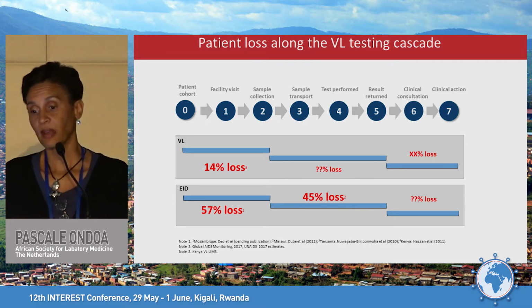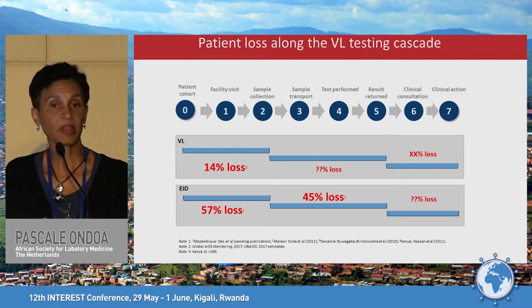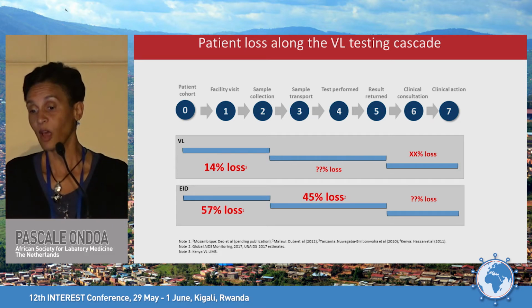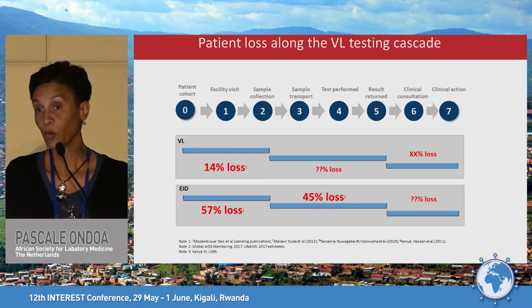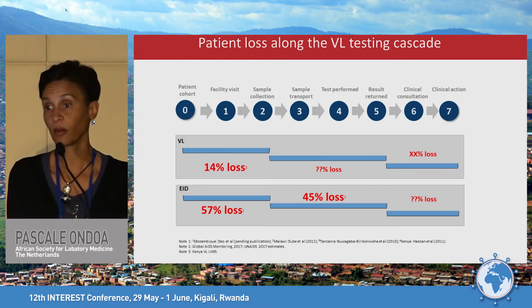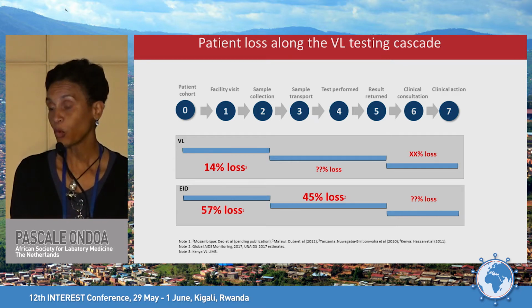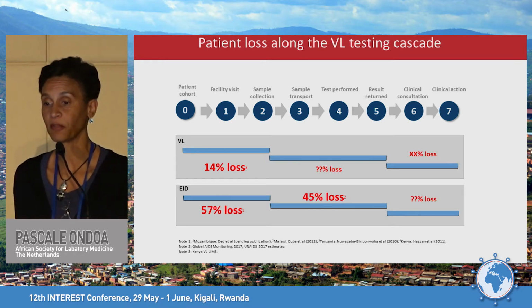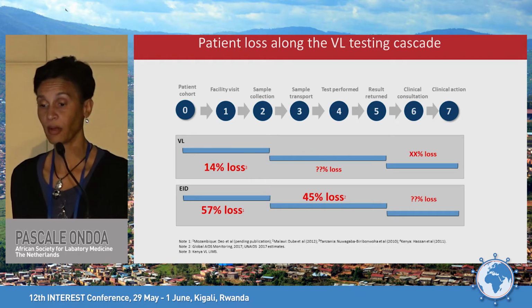So there are a lot of data for early infant diagnostic, which basically uses the same technology and can be done using the same step of the cascade, where you see that there's a dramatic loss of patients between the moment when the patient comes to the clinic and the sample collection for EID, and then afterward to receive the results. There are a little bit less data for viral load, but as more studies are being conducted, these gaps in the data will be filled. And these are data from several African countries.